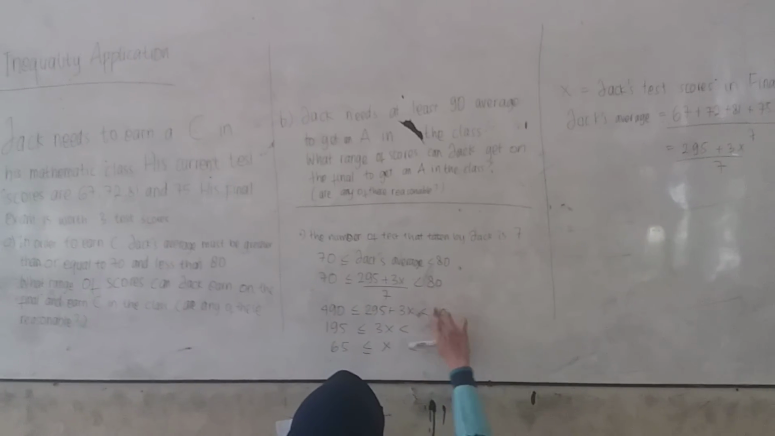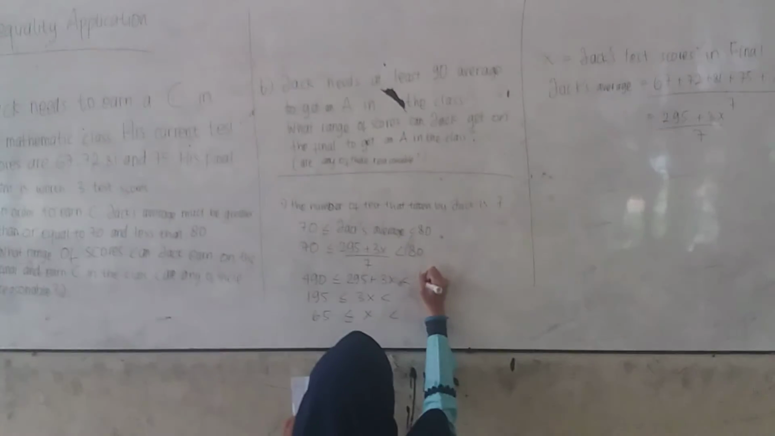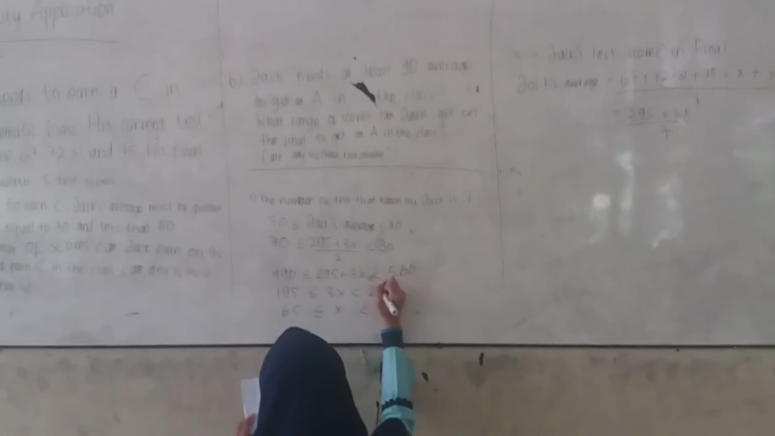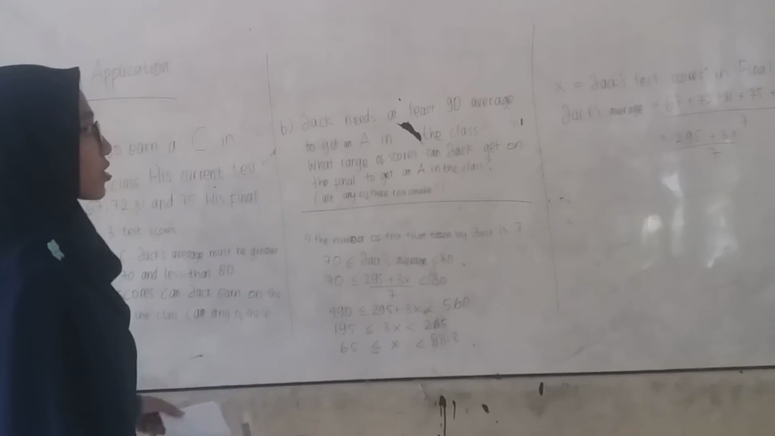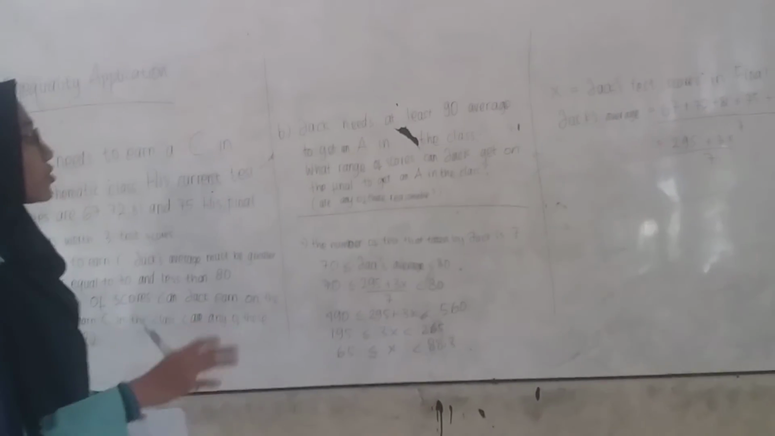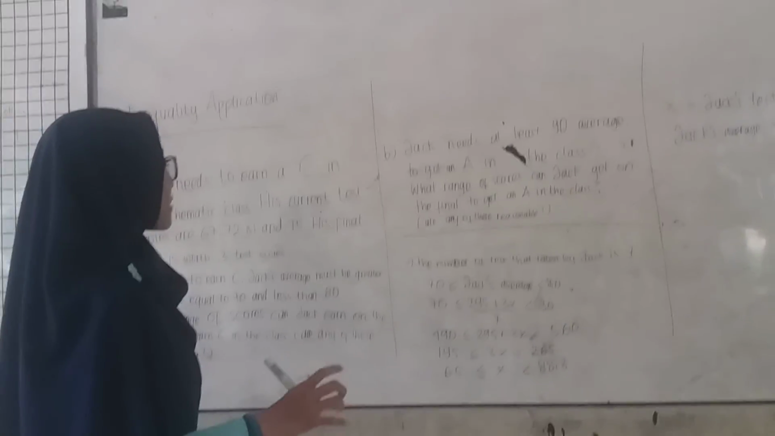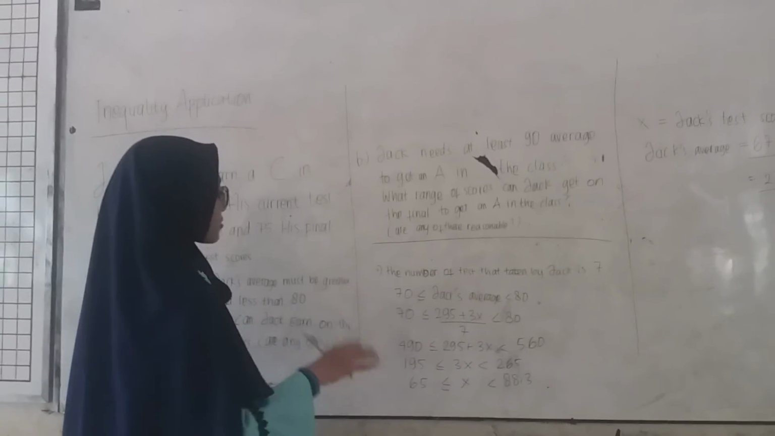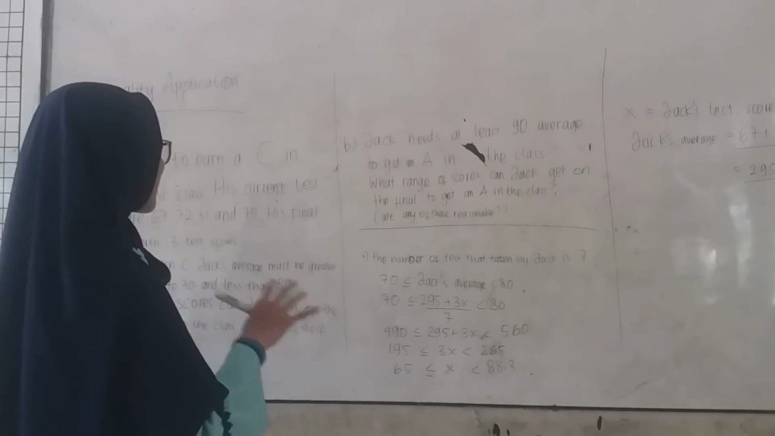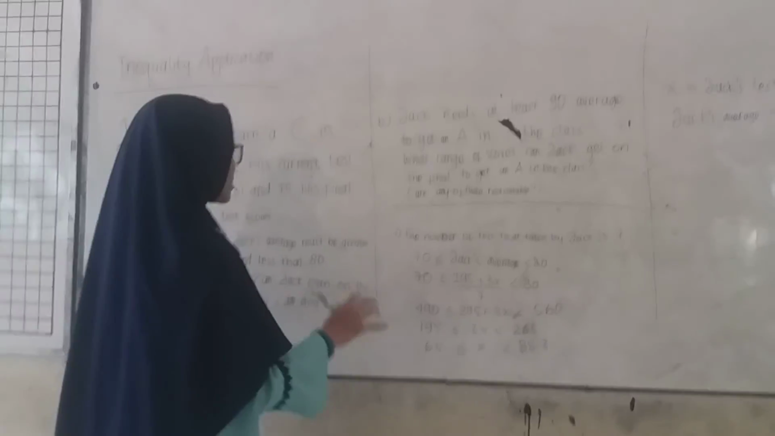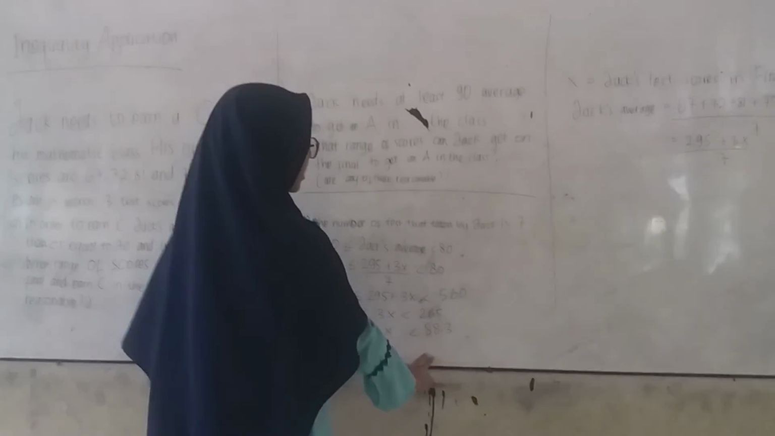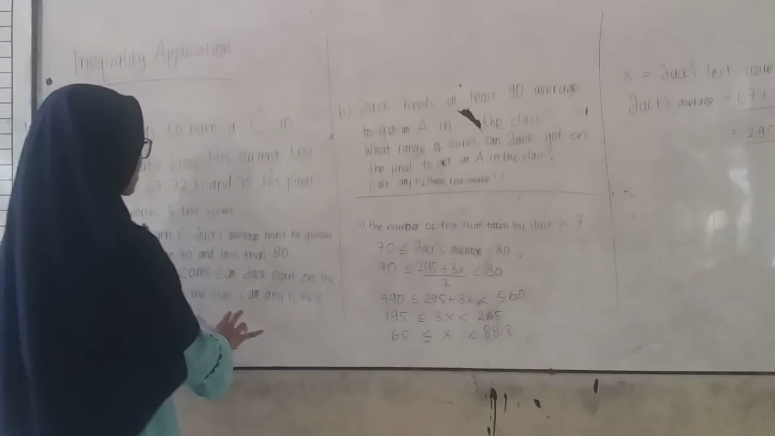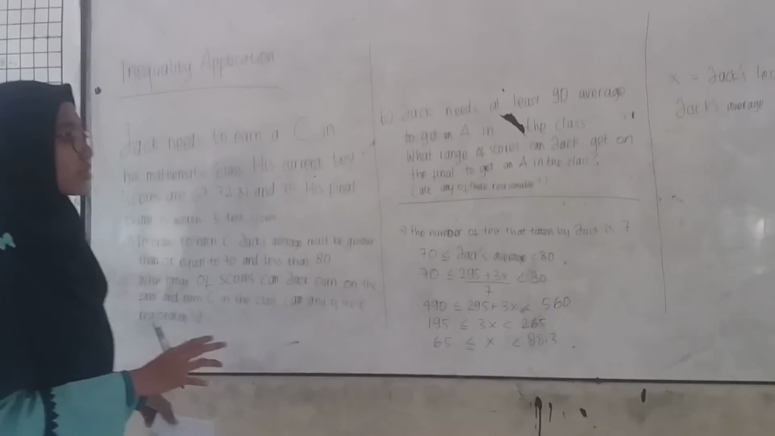Oh no, sorry. So I got this wrong. Yes, this. So we get the range of Jack's score in the final exam if he wants to get C in the class: his test score in his final must be greater than or equal to 65 and less than 88.3. So, are any of these reasonable? Of course, this is reasonable.